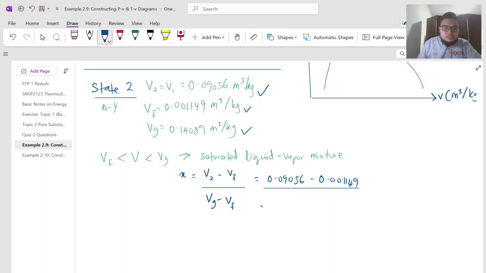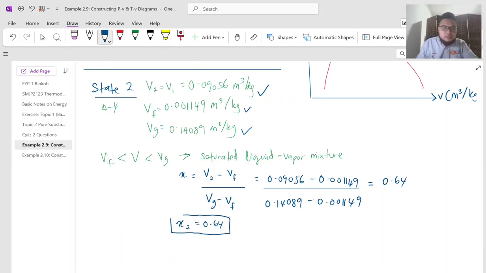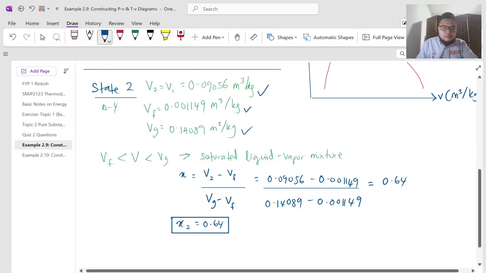V sub g is 0.14089, and V sub f is again 0.001149. And if we punch these numbers into our calculator, we will get the value of 0.64. Let me just write that down. X at state 2 is 0.64, right? Meaning approximately 64% of vapor inside the liquid vapor mixture.